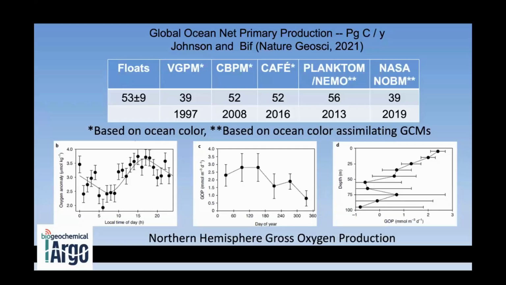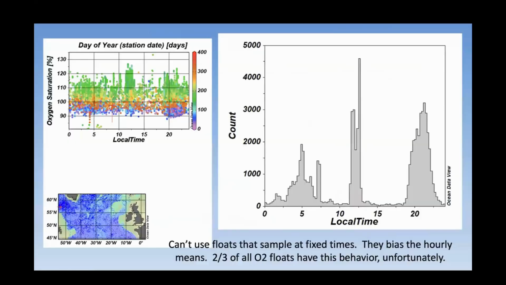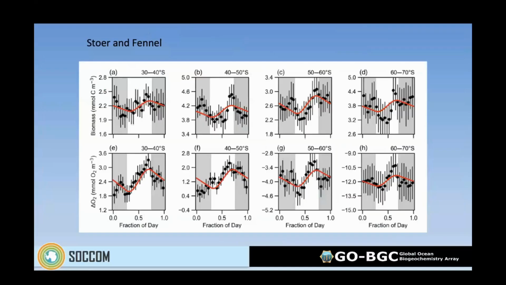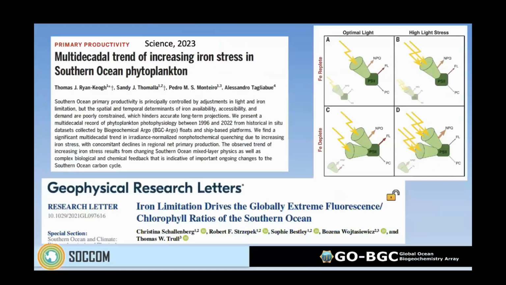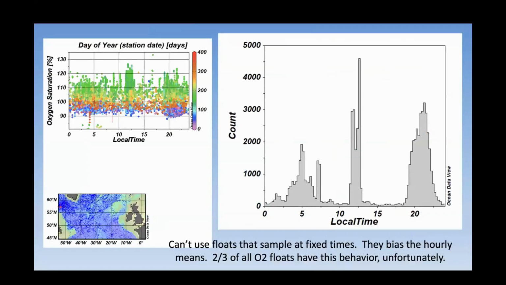Okay, let's see. We went through that. That, by the way, is Adam's paper, very nice. So you see the diel cycle both in backscatter and in oxygen. And there's a whole other story about the fact that floats have to be randomly sampled at all different hours of the day. If a lot of floats only sample at one fixed time, like noon, you can't use those for this kind of analysis, got to get rid of those.